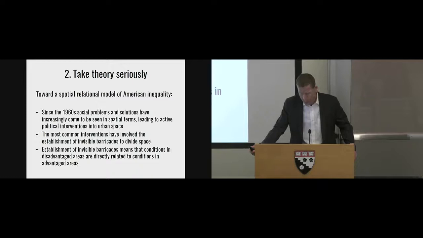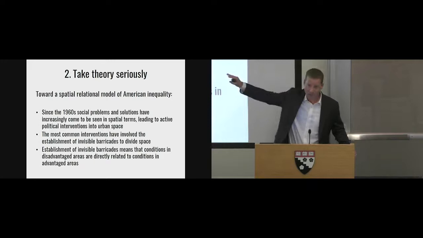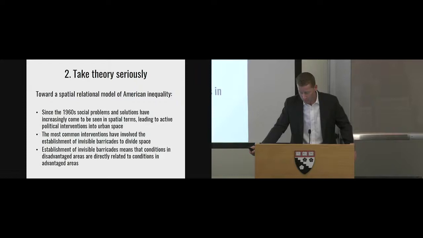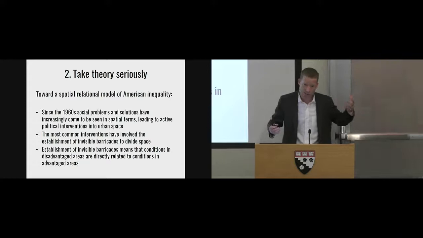This change, this focus on invisible barricades and the spatial project to respond to American inequality by erecting barricades, to quarantine social problems in separate neighborhoods, to preserve and protect advantage, and to restrict who can access those advantaged places. This project means that we have to think about inequality differently. It means that we have to think about the conditions in disadvantaged neighborhoods in relation to the conditions in advantaged neighborhoods. Okay, and this is why I call it a spatial relational model.